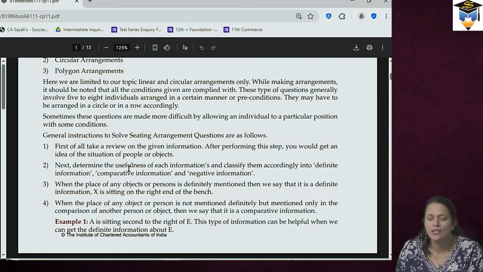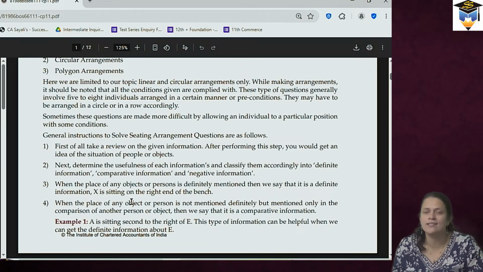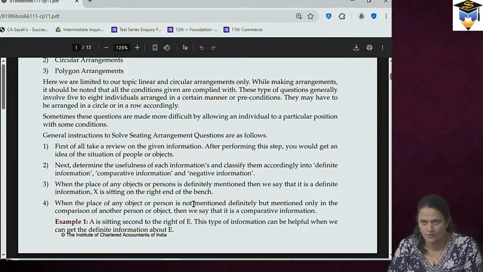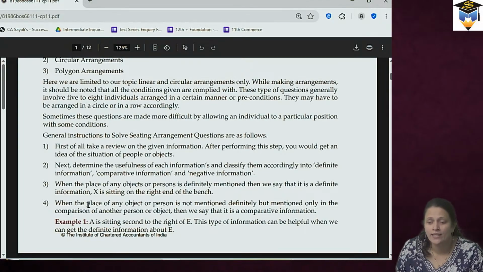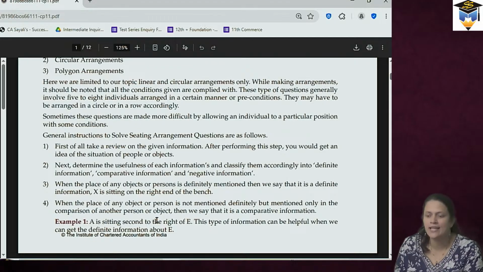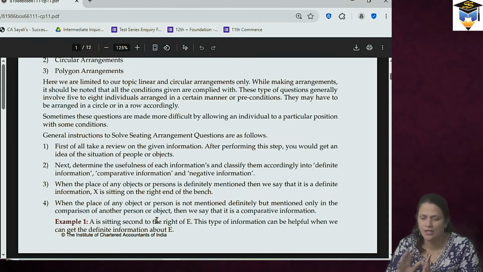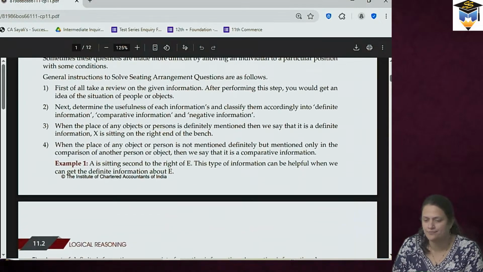Next, determine the usefulness of each information and classify them accordingly into definite information, comparative information, or negative. When the place of any object or person is mentioned, then we say it's a definite information. So if it is given that X is sitting to the right end of the bench, that is a definite thing that is given to you. When the place of an object or person is not mentioned, but mentioned only in comparison with another person, then we say that it's a comparative information. We will take one example for this.